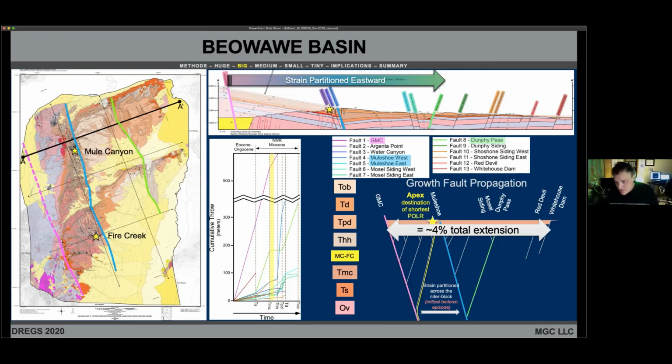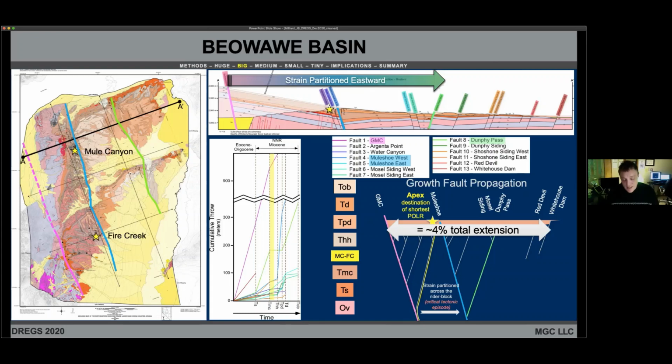And from this model, we're able to calculate the total extension as accommodated for by faulting across the basin, and only 4% extension. So we're really supporting a lot of previous researchers' suggestions that the Northern Nevada Rift isn't a very good rift because it's not that significant of an extensional basin. But I think you'll see this undersells it.